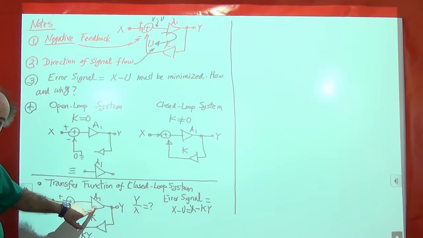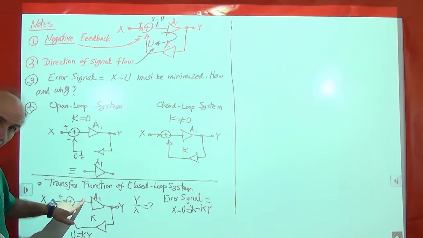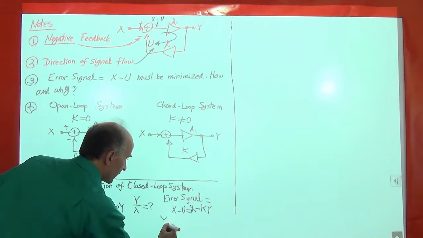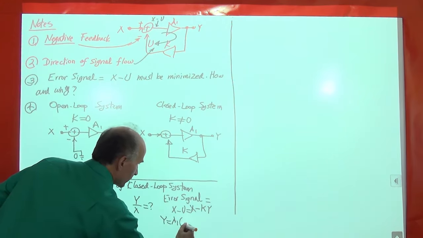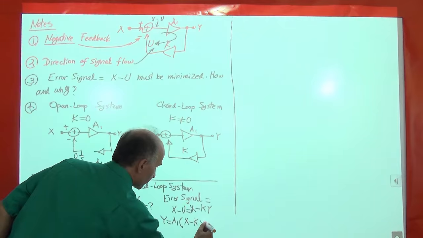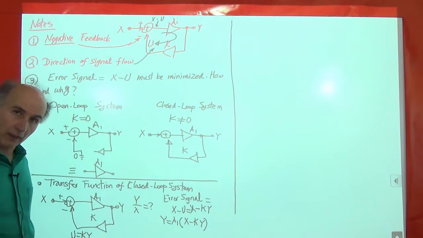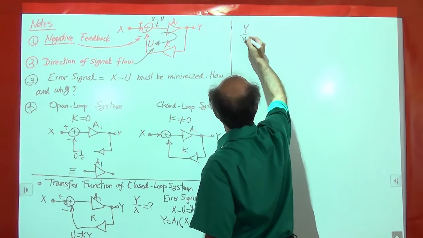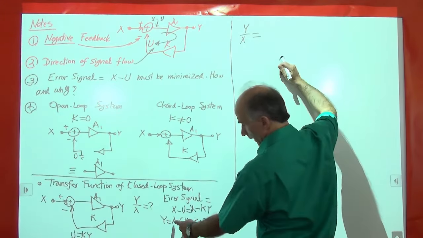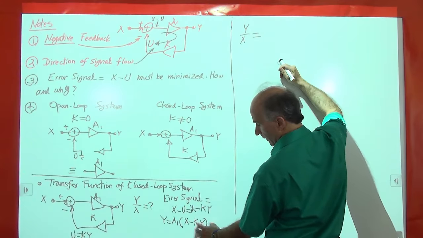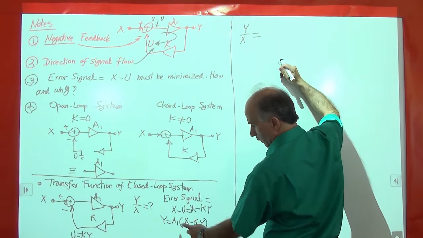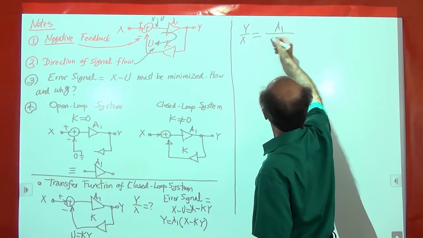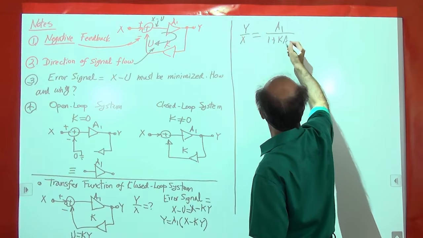And what does this do? This amplifier says, I multiply my input by A1 to produce the output. So Y is equal to A1 times (X minus KY). So now we can find Y over X, right? So we have A1X on one side, and then we bring this to the other side, we have Y times (1 plus KA1). So Y over X becomes A1 over (1 plus KA1).